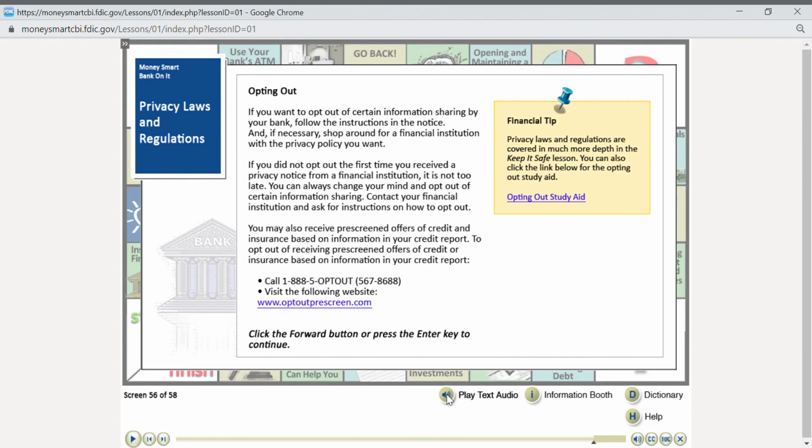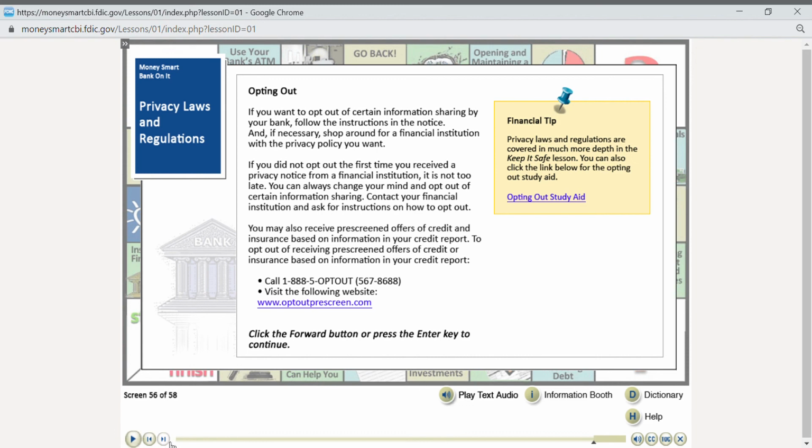If you did not opt out the first time you received a privacy notice from a financial institution, it is not too late. You can always change your mind and opt out of certain information sharing. Contact your financial institution and ask for instructions on how to opt out.